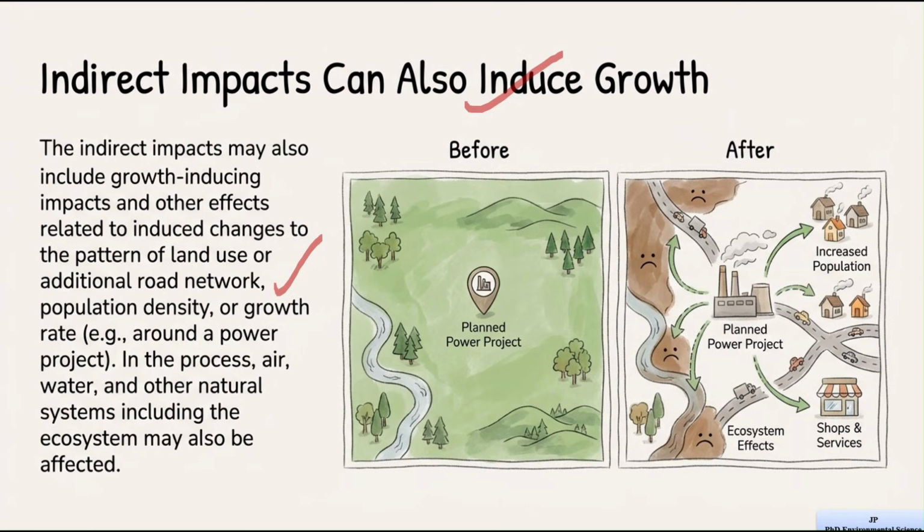Before versus after, you can see from this slide. Before, there was natural landscape, minimal human activity. After, indirect effects: you can see the power project attracts people, roads and transport develop, shops and services appear, population increases. This is indirect development triggered by the project. Why is this still an indirect impact? Because the project did not directly build houses or shops. These changes happened as a consequence of the project. So they are secondary indirect effects.